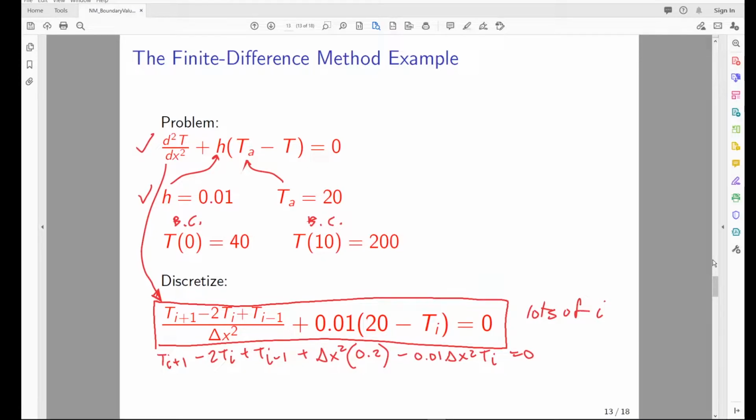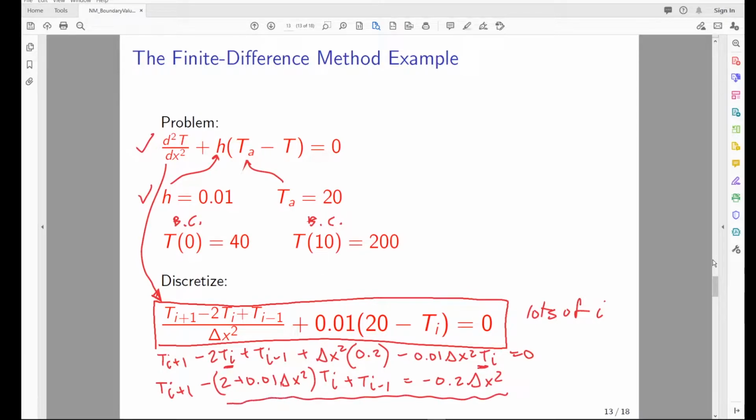Okay, and we can notice that I've got a T_i term right here and a T_i term right here. So I'm going to do one more equation: T_{i+1} minus 2 plus 0.01 delta x squared T_i, plus T_{i-1}. I'm going to bring this all over to the right hand side, which equals minus 0.2 times delta x squared. And so this equation at the very bottom is the one I'm going to use in my future applications of applying an i at each one of these three different terms.